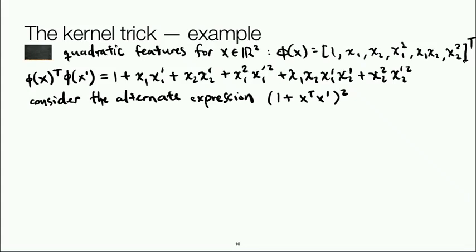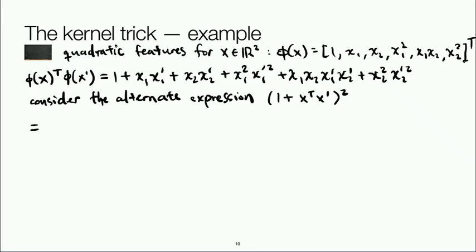But first, what I want to point out is that there's no phi in here. This is just like the original x. There's no phi, which means that we're working in the original d-dimensional space. So we have nothing that's scaling quadratically or whatever based on the featurization that we want to use. This is all in the original space, which we assume is small enough that we can do things efficiently, tractably. Well, what is (1 + x transpose x prime) squared?